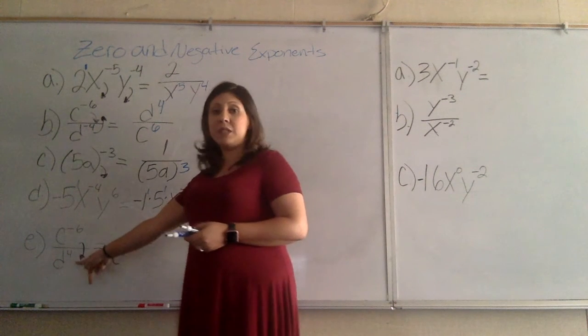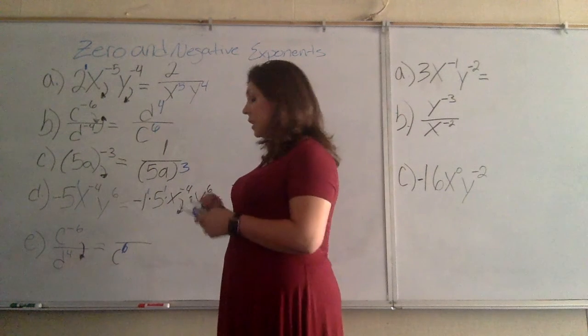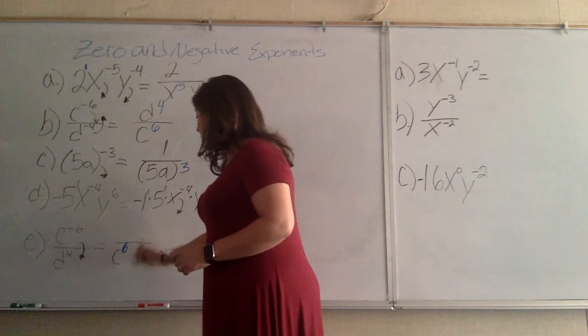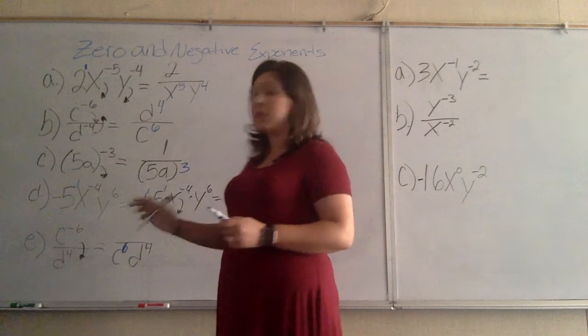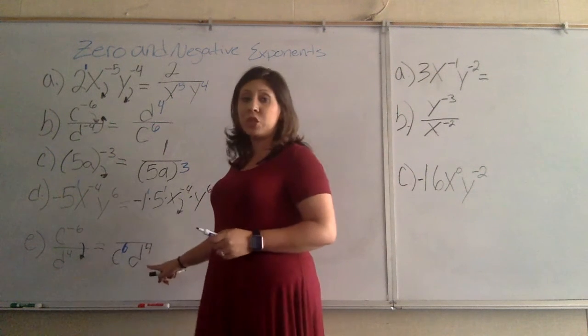I look at my D. I have a D to the positive 4. Since it is positive, it doesn't want to move. It's fine where it's at. So I'm going to do D. My 4 is going to stay because I didn't move it. So I don't have to change anything.